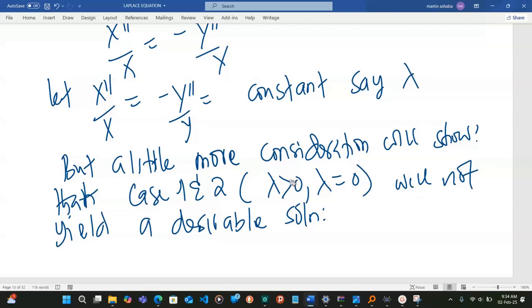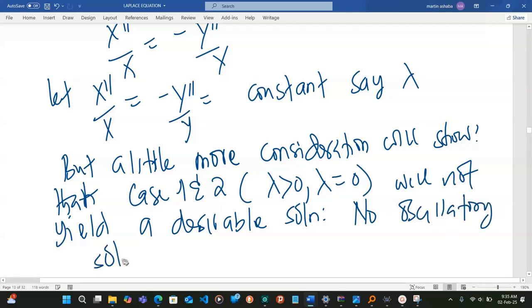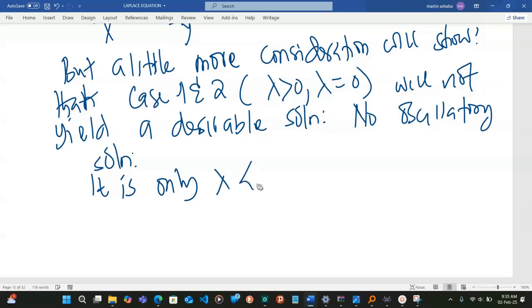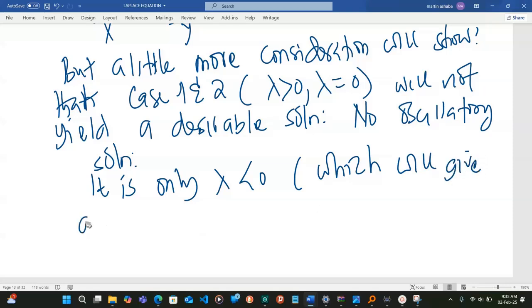In other words, here we'll find that the solution we get shall be in the form of u equivalent to 0, which represents the distribution at the ends, at points where x is equal to 0 and y is equal to 0. That shall not give us what we want. We want a solution that represents x and y both varying, and this usually gives an oscillatory solution. So there will be no oscillatory solution in those cases. So we'll find that it is only lambda less than 0 which will give an oscillatory solution.